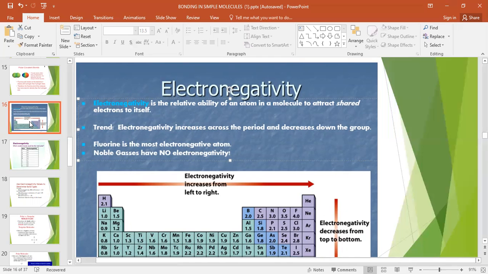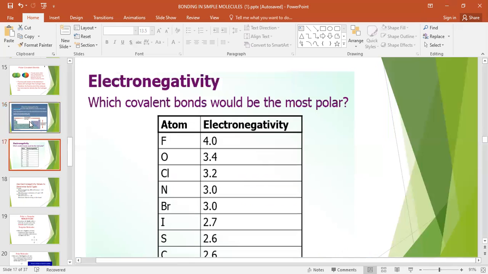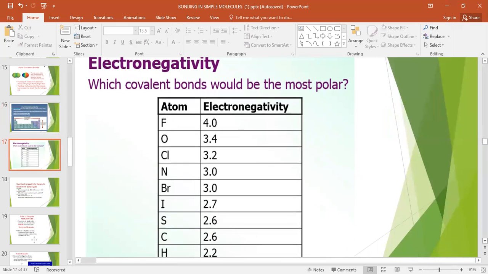No need to memorize, but you need to get the concept. Like you can see here, fluorine, the value of electronegativity is 4. This one is the highest, maybe you will get this in a multiple choice question. This is the highest electronegativity element in the periodic table. So the maximum value of electronegativity is 4. For all other elements, it is less than 4.